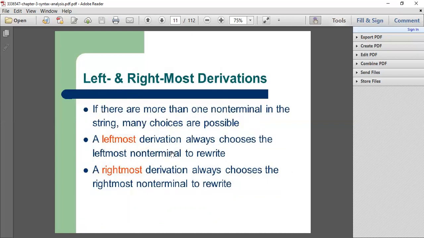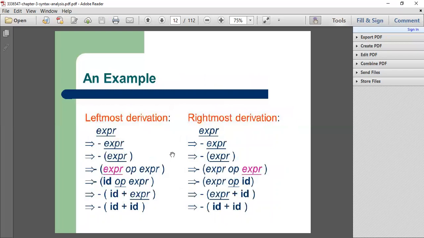So we have two types of derivations here, leftmost derivation and rightmost derivation. If there is more than one non-terminal in the string, many choices are possible. So if we want to do leftmost derivation, the leftmost non-terminal will be expanded using the right hand side. In rightmost derivation, it always chooses the rightmost non-terminal to be expanded. So this is an example for leftmost derivation.